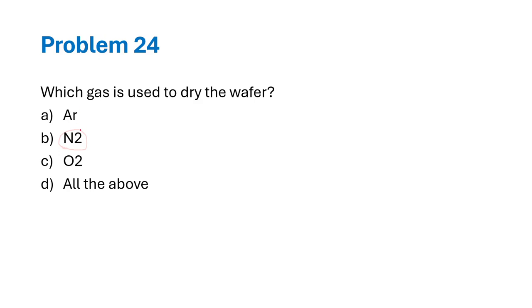Argon. So the common gas, argon can also be used, but mostly we use nitrogen to dry the wafer. One reason is that first it is inert, and also it is relatively cheaper compared to argon. It is easy to afford compared to argon.